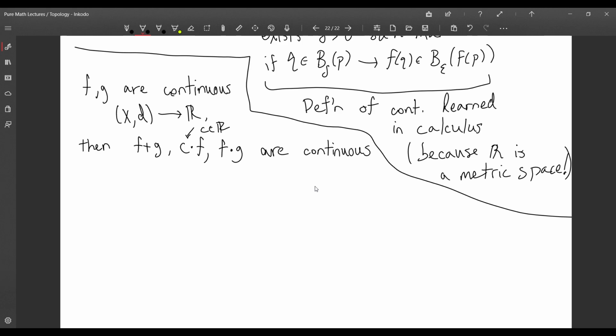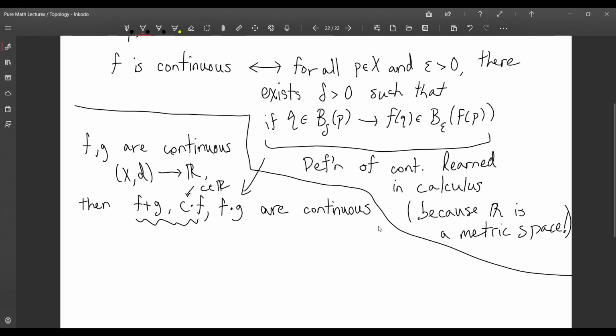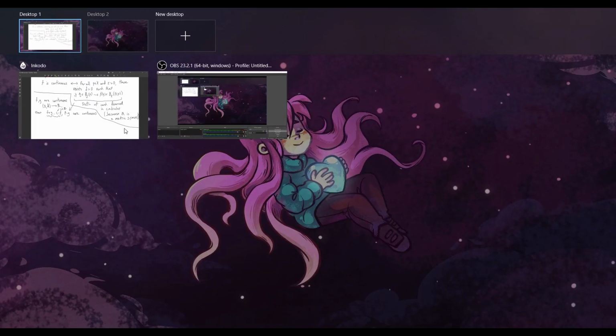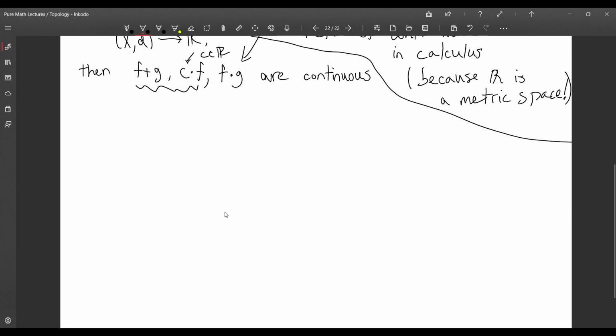And the proof of this essentially just uses this new epsilon delta formulation. The proofs are a little tricky, or at least these two aren't as tricky, but f times g is a little trickier. But yeah, that's something you can prove, and you should prove as an exercise.